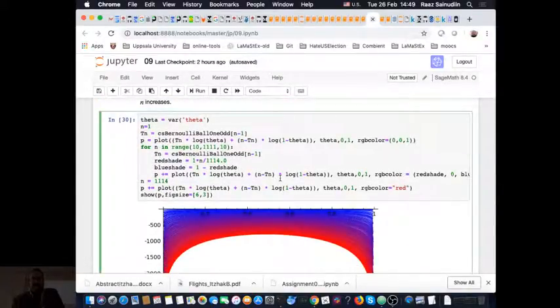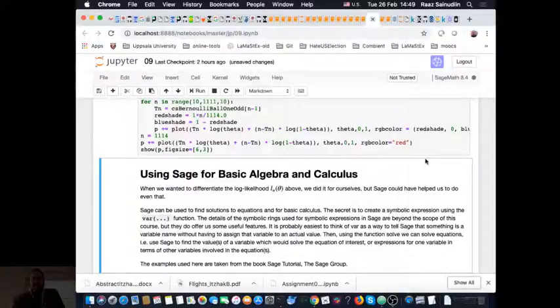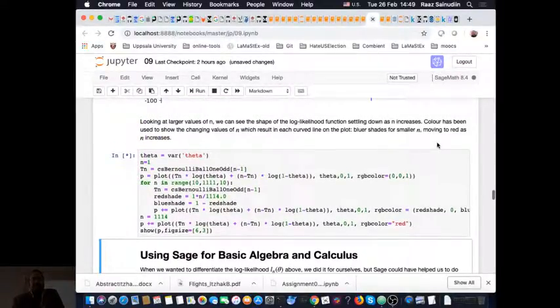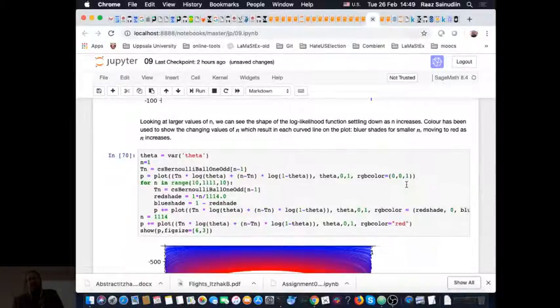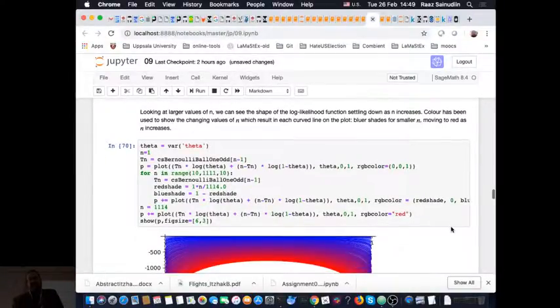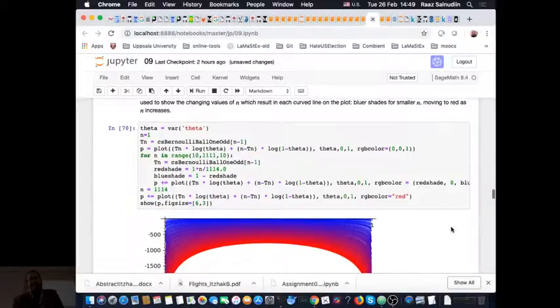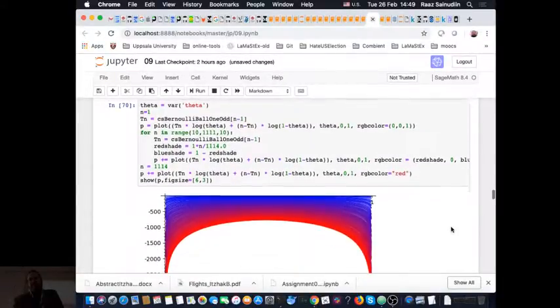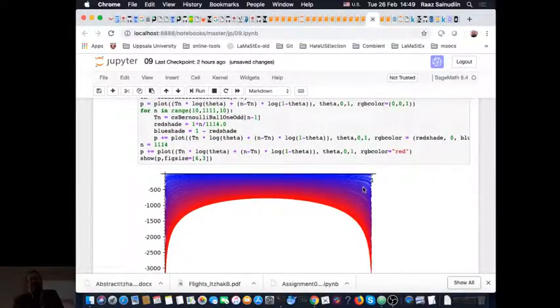And yeah, so this is basically the same idea, but we're looking at larger values of n. We can see the shape of the log likelihood function settling down as n increases. And the color has been used to show changing values of n, which results in each curved line on the plot. So as we increase n, it's going from blue to red.